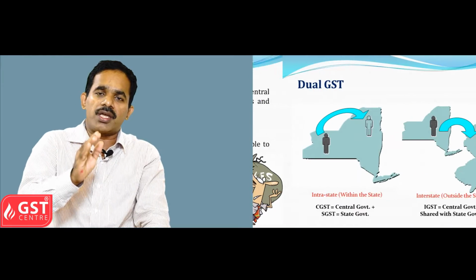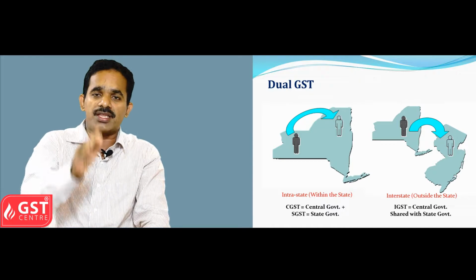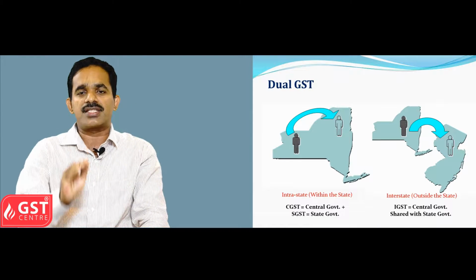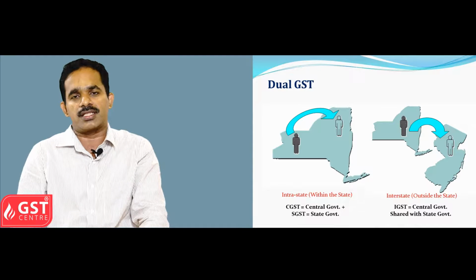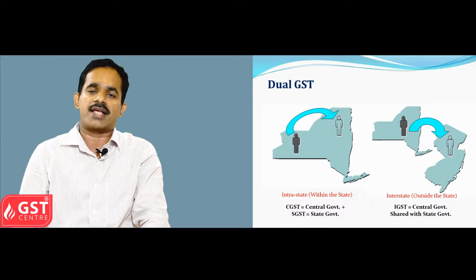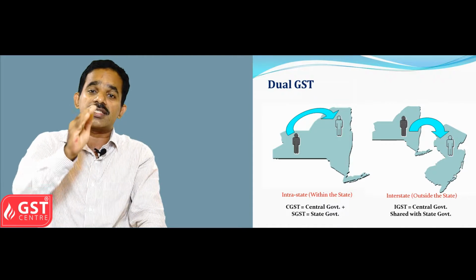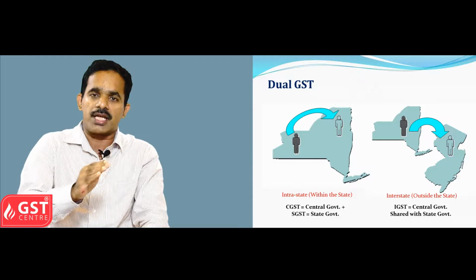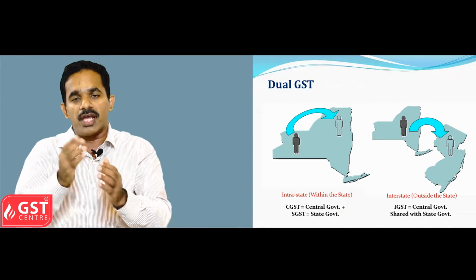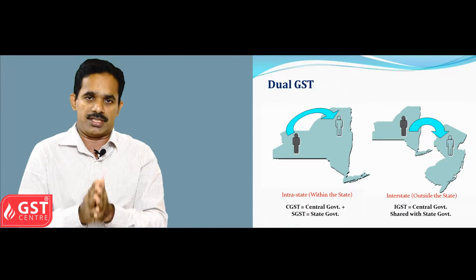In the case of intrastate supply, that is, the supply is within the state, SGST as well as CGST, that is state goods and services tax and central goods and services tax, is levied. And in the case of interstate supply, that is from one state to another state, we levy integrated goods and services tax, that is IGST.